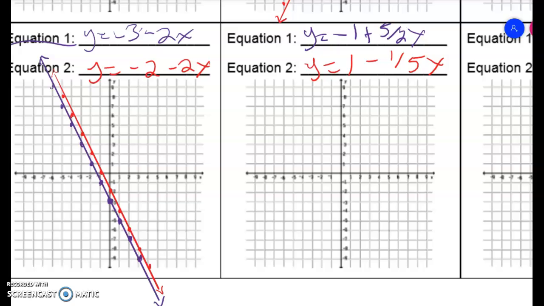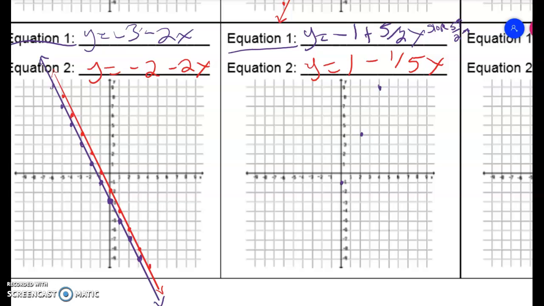I have -1 as my y-intercept. And my slope for this one is up 5 and to the right 2. So I'm going to go 1, 2, 3, 4, 5, and over 1 and 2. Okay, so you're going to keep doing this. 1, 2, 3, 4, 5, and over 2, and put a dot.